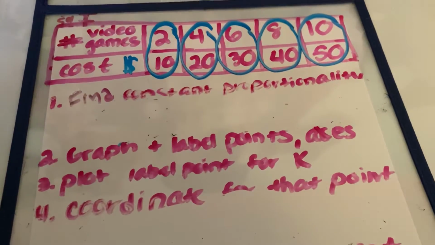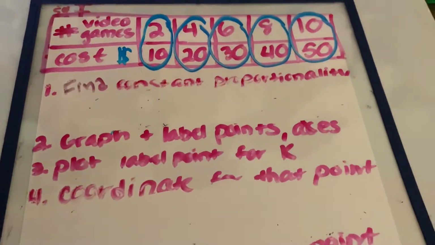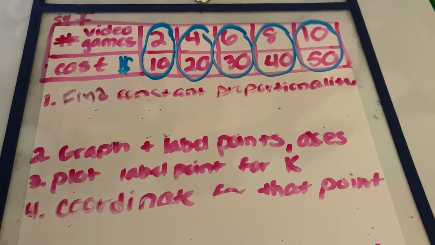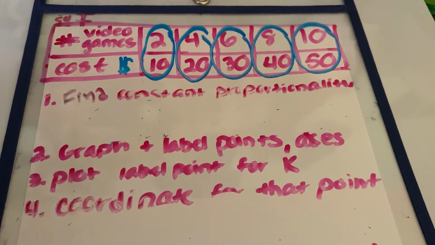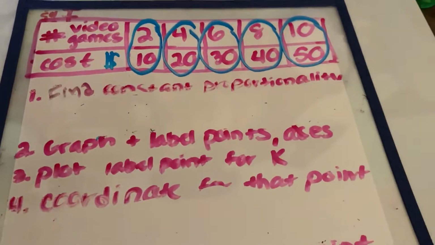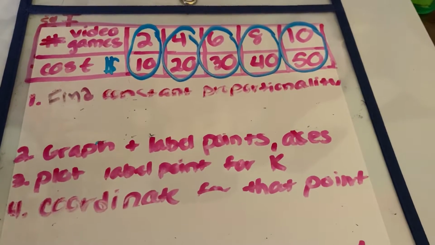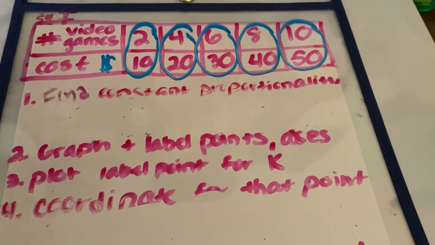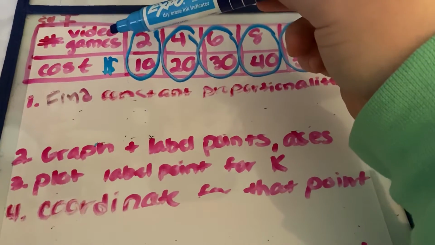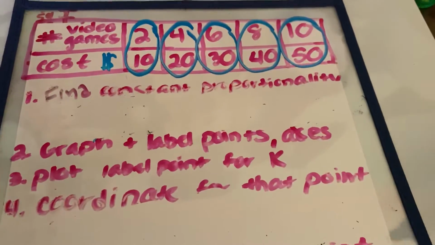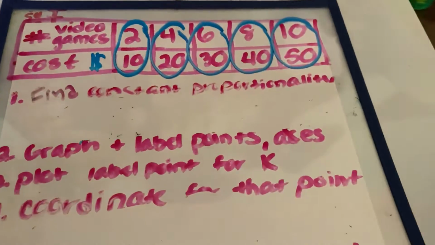Hey guys, so this is to walk you through the type of problem that you're about to see in this coformative. So you're going to have to answer a couple questions based on a table that's given to you guys. So in this table that I have, we are talking about the number of video games, which is our X value, and the cost, which is our Y value.